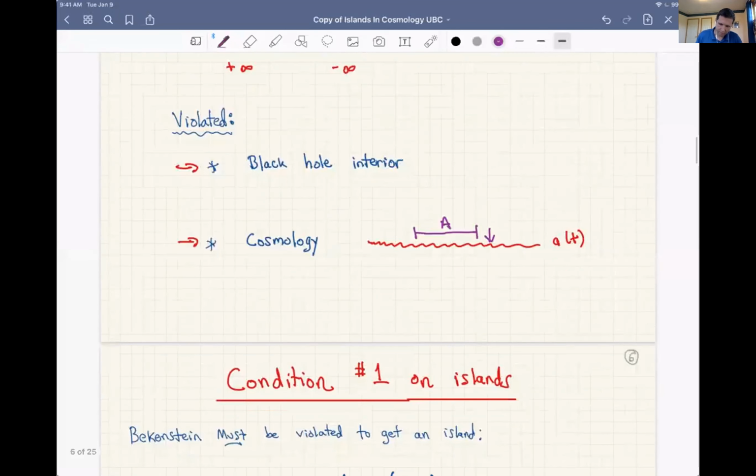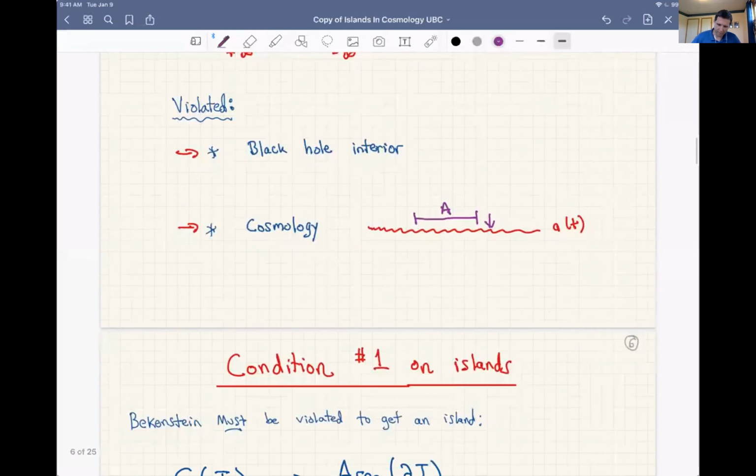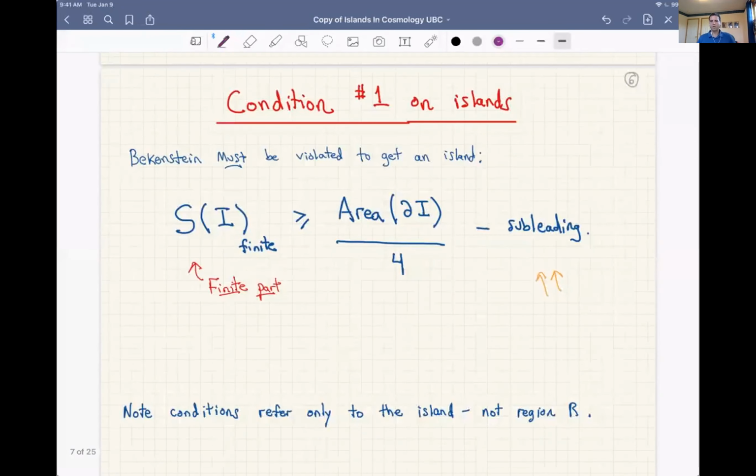So let me state the first of these general conditions on islands. Condition number one is that the Bekenstein bound must be violated to get an island. So there's a precise version of this equation. I'm writing the almost precise version. The totally precise version will come in a minute. Let me say what the ingredients are here. On the left-hand side of this inequality is the entropy of the island itself.